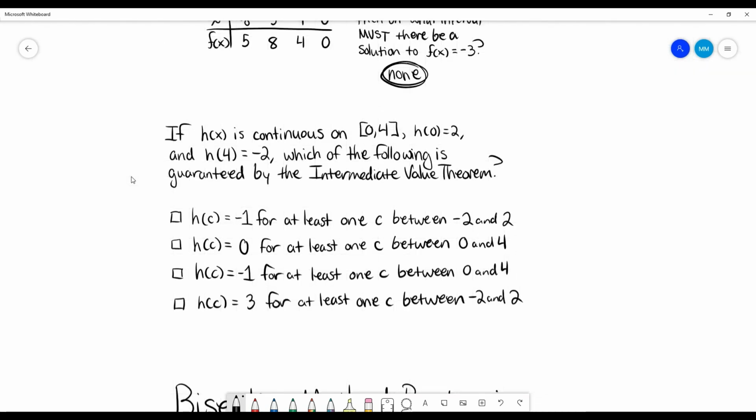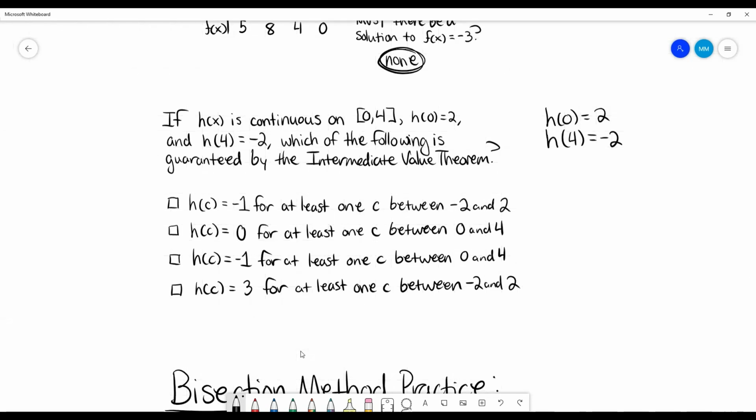Now, this next one is, again, just more same practice. It tells us that h of x is continuous on the provided interval. It tells us h of 0 equals 2 and h of 4 equals -2. So we need to figure out which of these answers are guaranteed by the intermediate value theorem. So we know that the function's continuous, which is good because that's our first constraint. So now we just need to see if any of these offer a y value between here that are on this interval. So let's take a look at the first one.